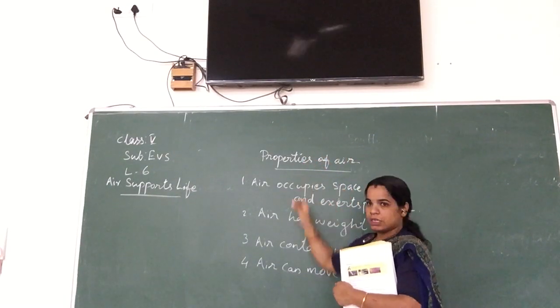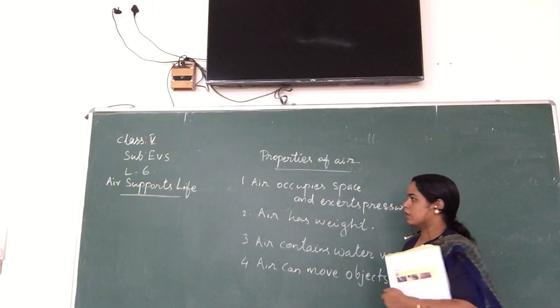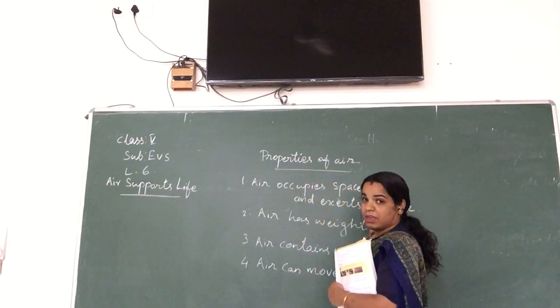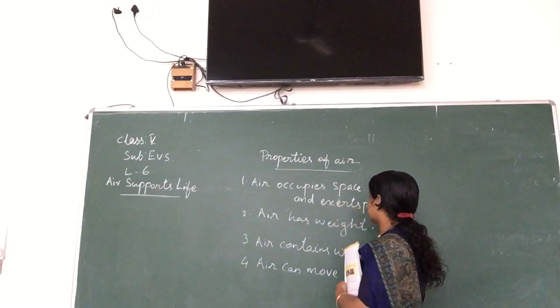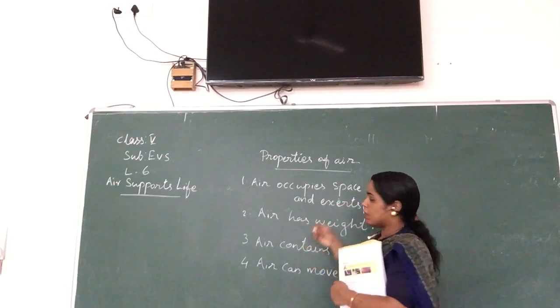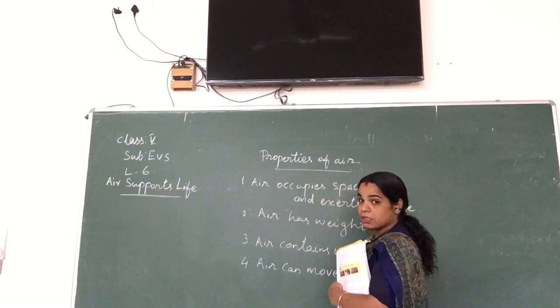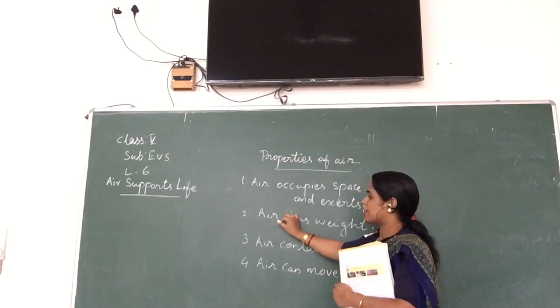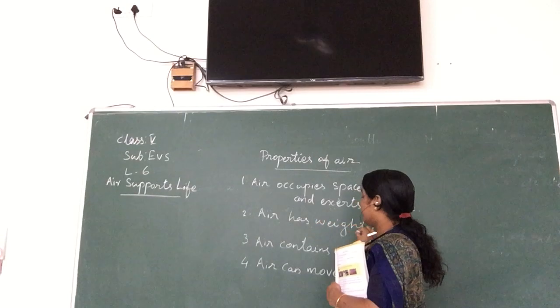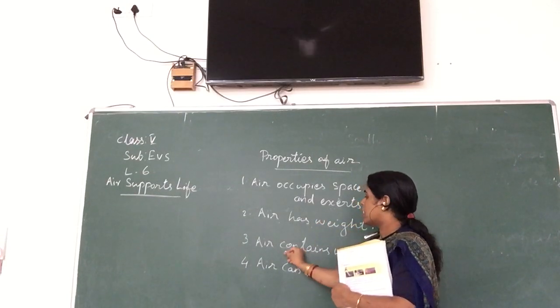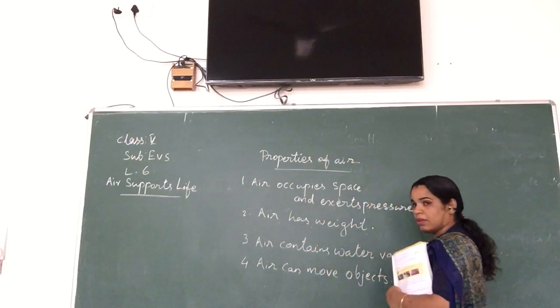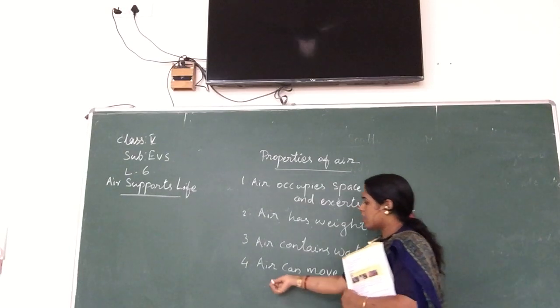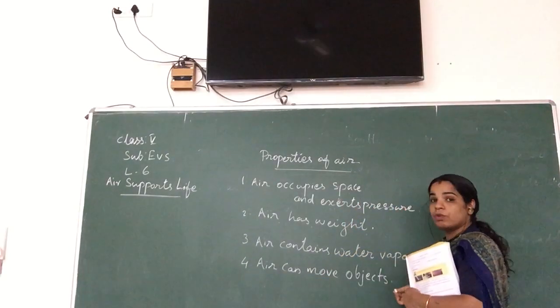Okay, what are the properties? What are the important properties of air? Air occupies space and exerts pressure. First property is air occupies space and exerts pressure. Second property is air has weight. Next one, air contains water vapor. And the last one is air can move objects.